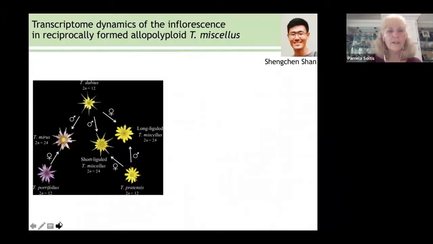Now, one of the really interesting features of this Tragopogon system is that for Tragopogon misellus, the yellow flowered tetraploid, there have been reciprocal origins, and the reciprocal origins have a striking phenotypic difference. So the long liguled form shown here has Tragopogon dubius as the maternal parent, and the short liguled form shown here has Tragopogon pretensis as the maternal parent. And so we were interested in identifying possible expression differences between those two forms.